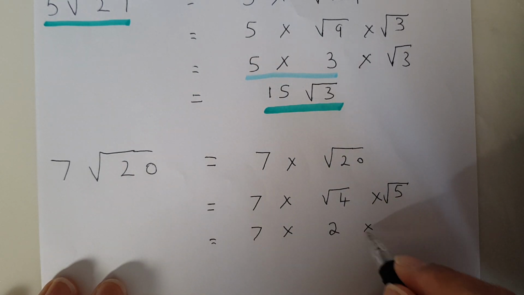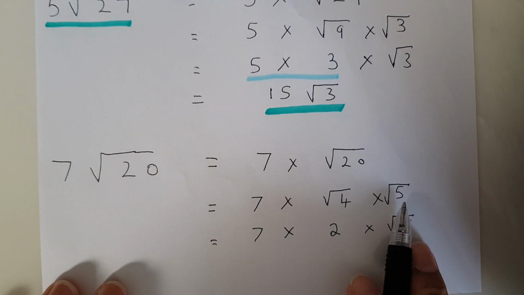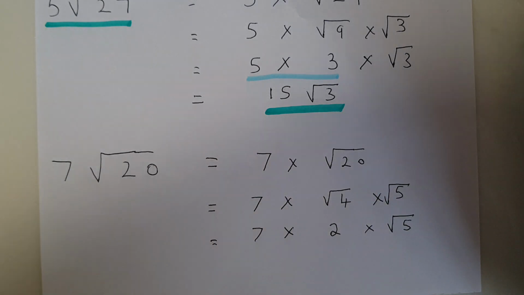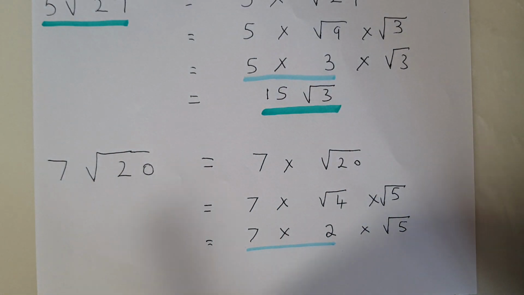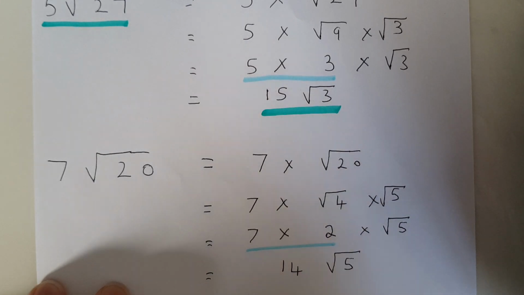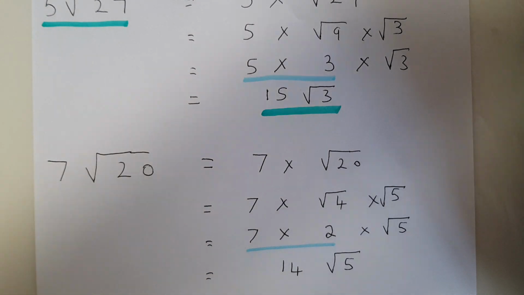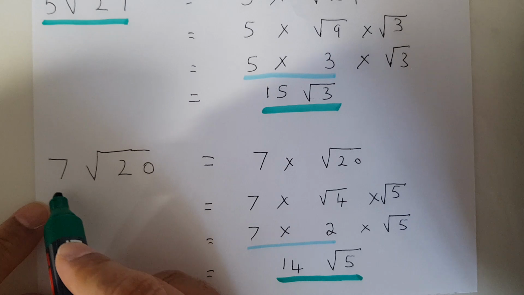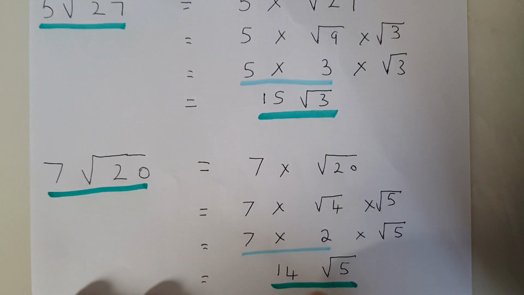Can we square root that? No, that stays where it is, okay? You can't square root that. So now, put the like terms together, which we know is 7 times 2. And we get 14 square root of 5. Okay, 14 square root of 5. And that is your answer. Okay, which is simplifying 7 square root of 20. And you've got 14 square root of 5.